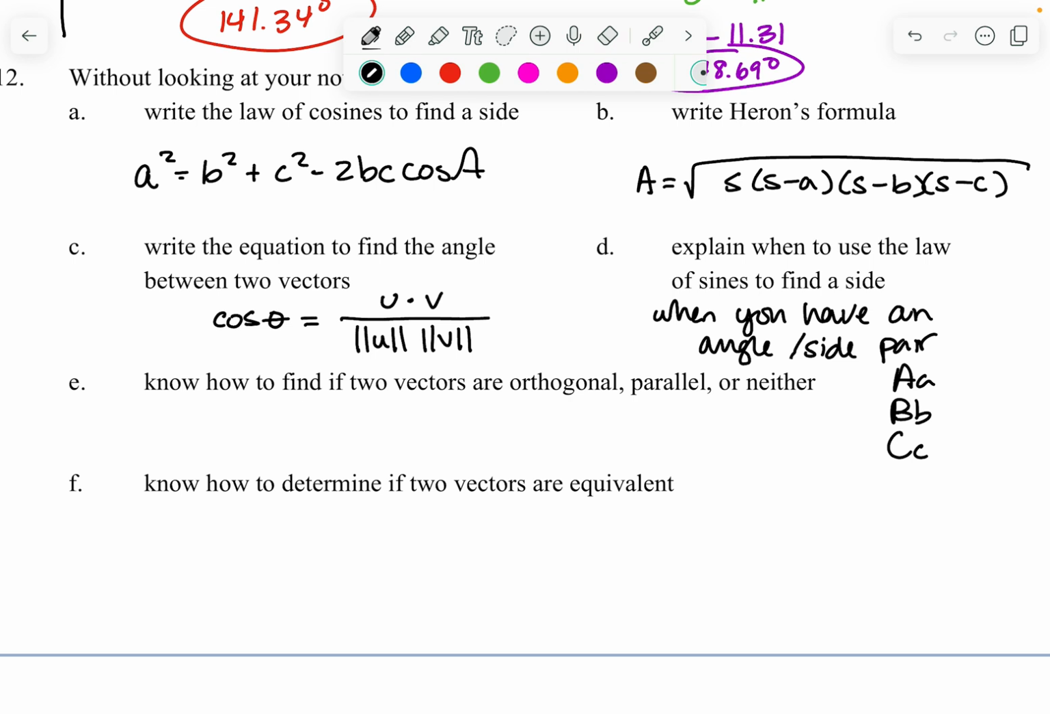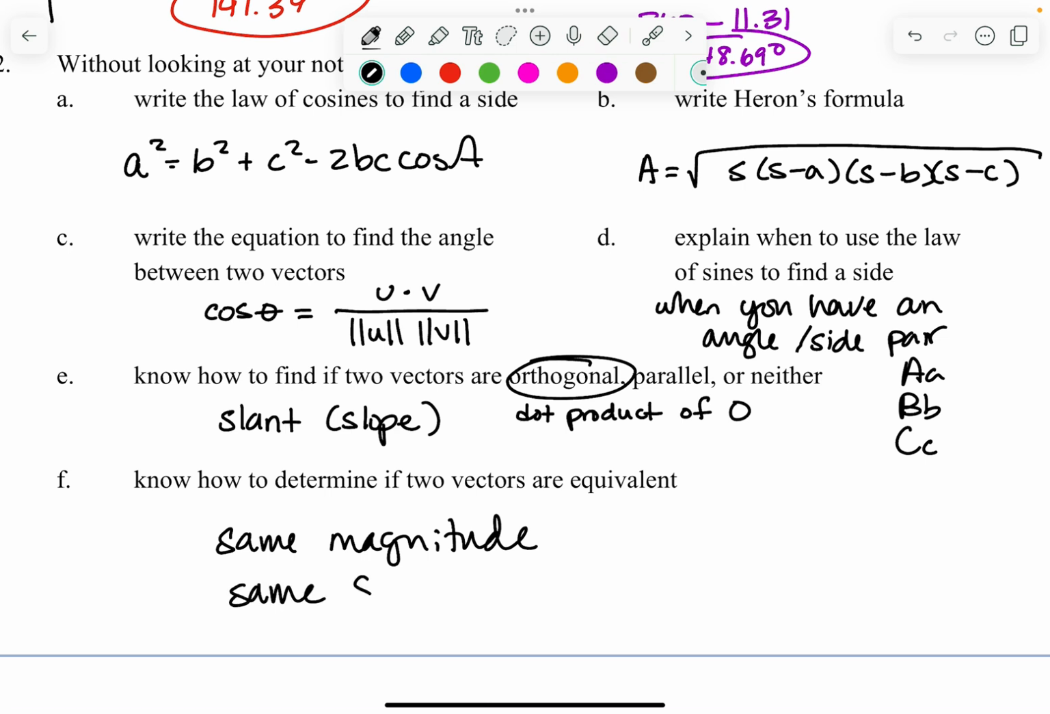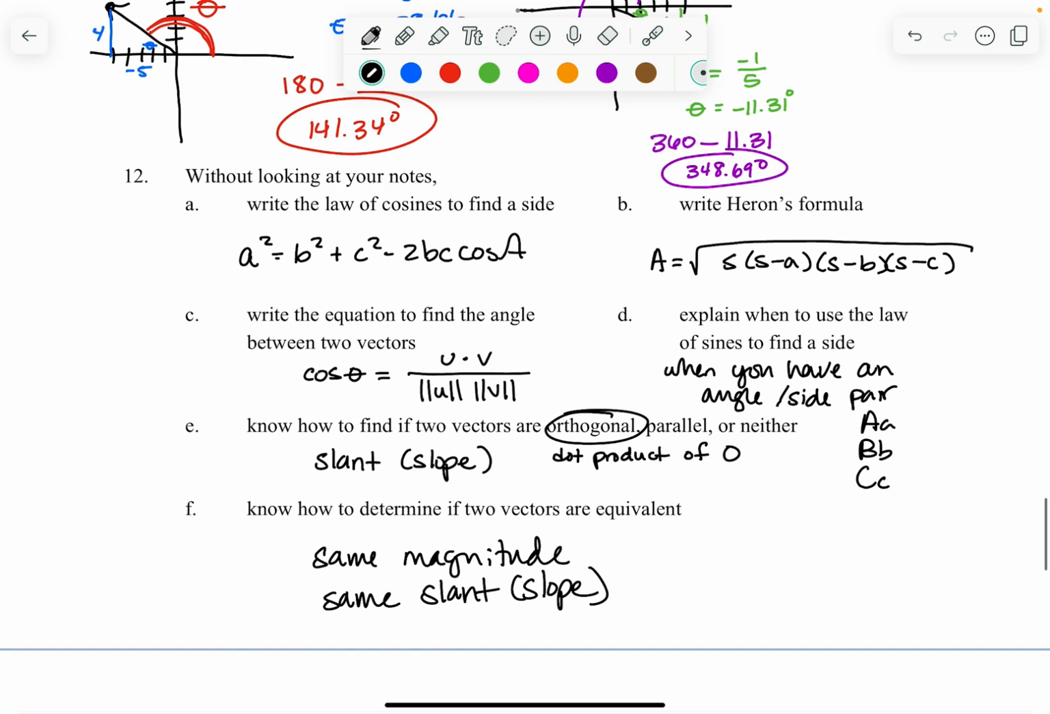How do you find out if 2 vectors are orthogonal, parallel, or neither? I like to find the slope and compare them, but also orthogonal vectors have a dot product of 0. How do you determine if 2 vectors are equivalent? There's two things that have to happen. They have to have the same magnitude, the exact same length. And they have to have the same slope, rise over run. All right. That's all I know. Bye.